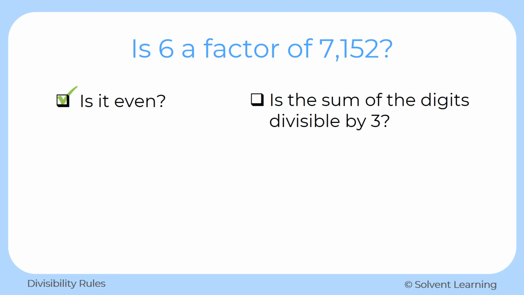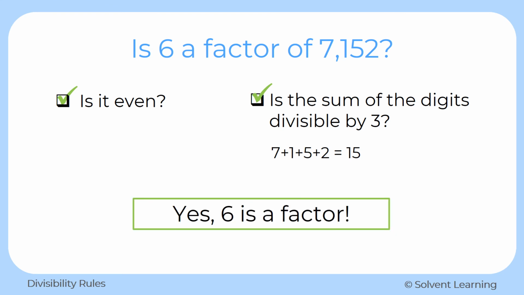Now let's see if it passes the test for the number 3. Let's see if the sum of the digits is divisible by 3. We add up those digits, 7 plus 1 plus 5 plus 2, and we get 15, which is divisible by 3. So that means that our number is also divisible by 3. So it passes both tests. It's divisible by 2 and 3, so that means that it's also divisible by 6. So yes, 6 is a factor of this number.